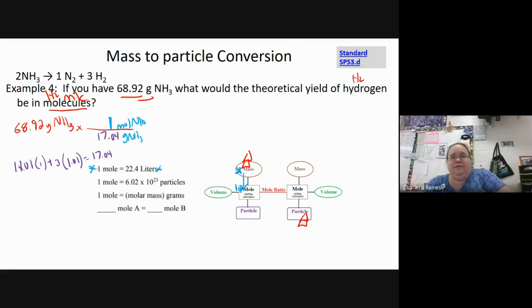First fraction is done. First bridge is crossed. Now I'm ready to set up my middle step. My middle step in a multi-step conversion for us is going to always, always, always be that mole ratio, which makes your life a little bit nicer.